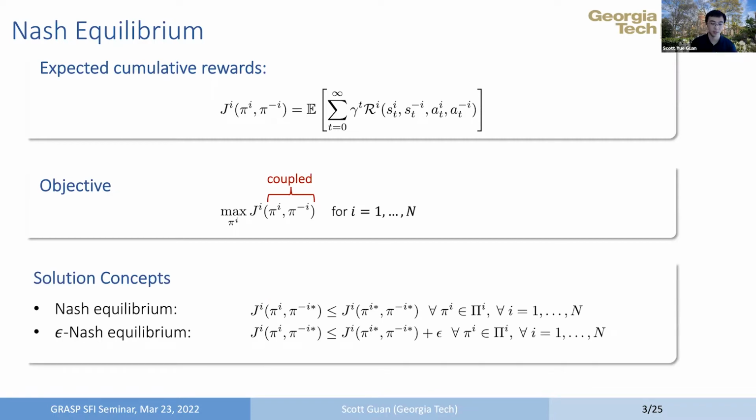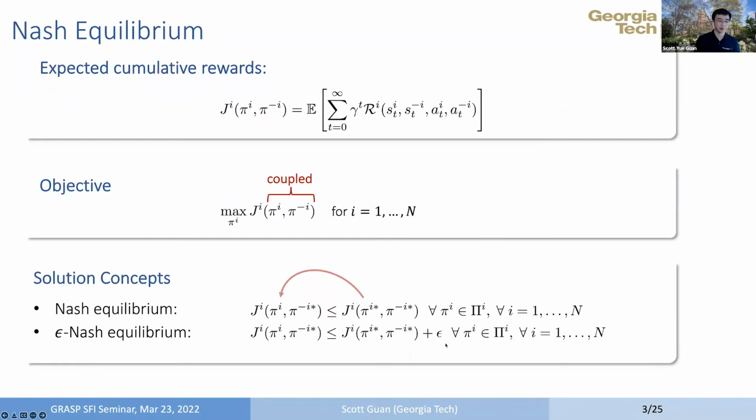So the Nash equilibrium is a set of policies pi star, such that any unilateral deviation from the Nash equilibrium will not increase the performance. In this expression here, we have agent i deviating from its policy pi star to some other policy pi i, while all other agents are still applying their Nash policy pi minus i star. And then you can see that this does not increase your performance. One can also extend or relax this notion to an epsilon Nash, such that any unilateral deviation from the epsilon Nash policy can at most give you an epsilon performance gain.